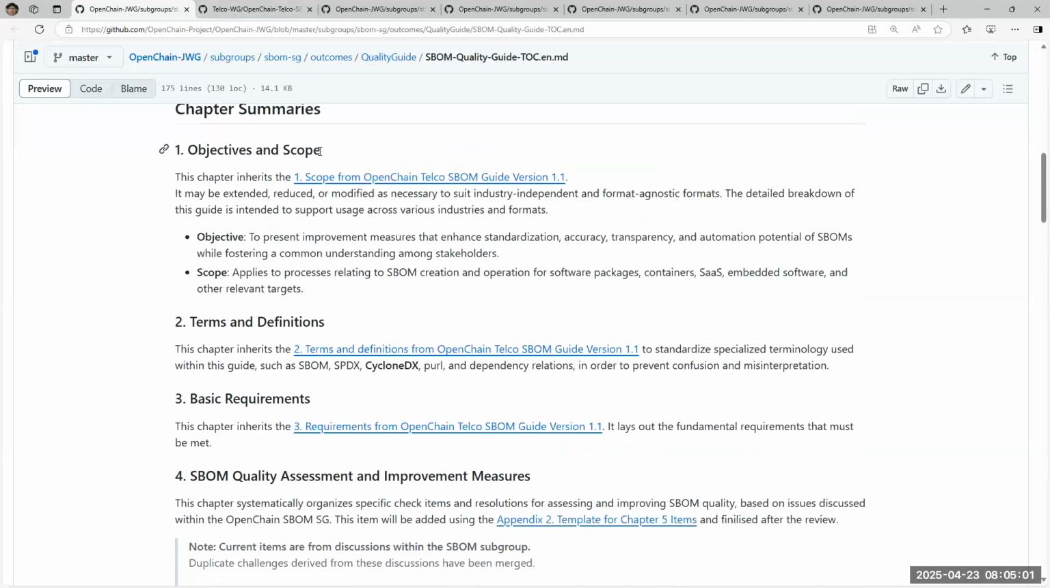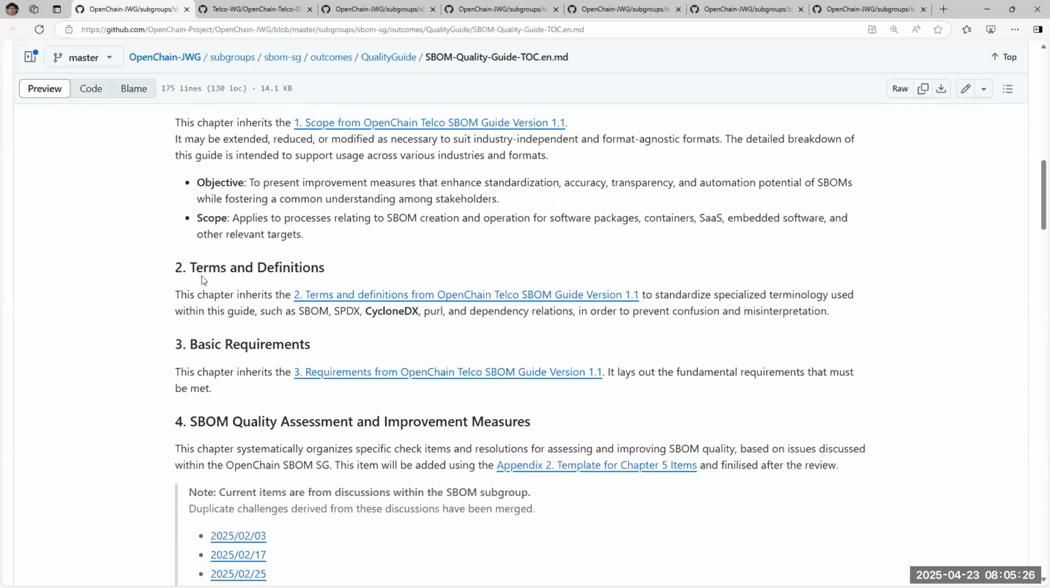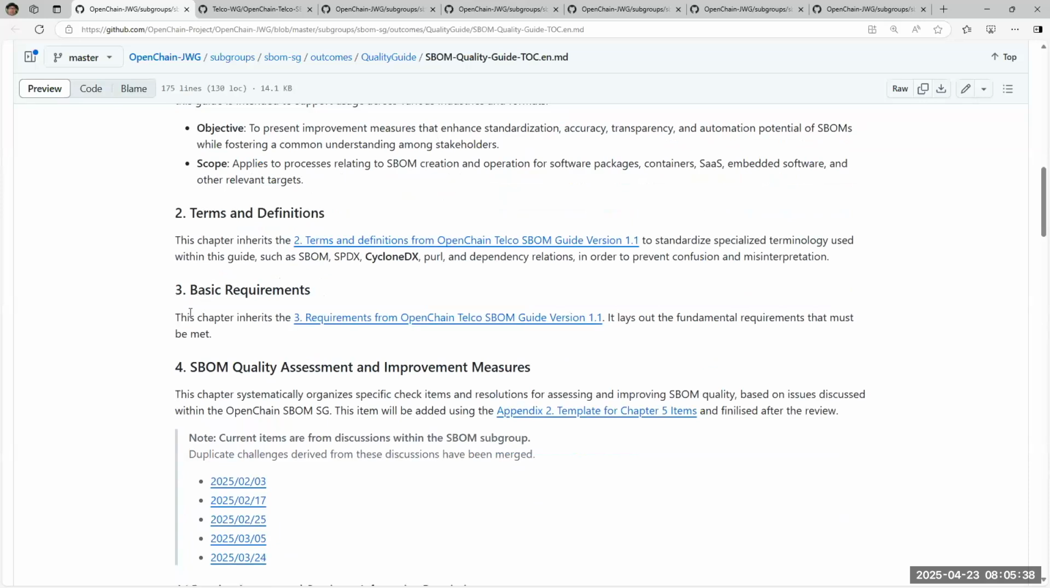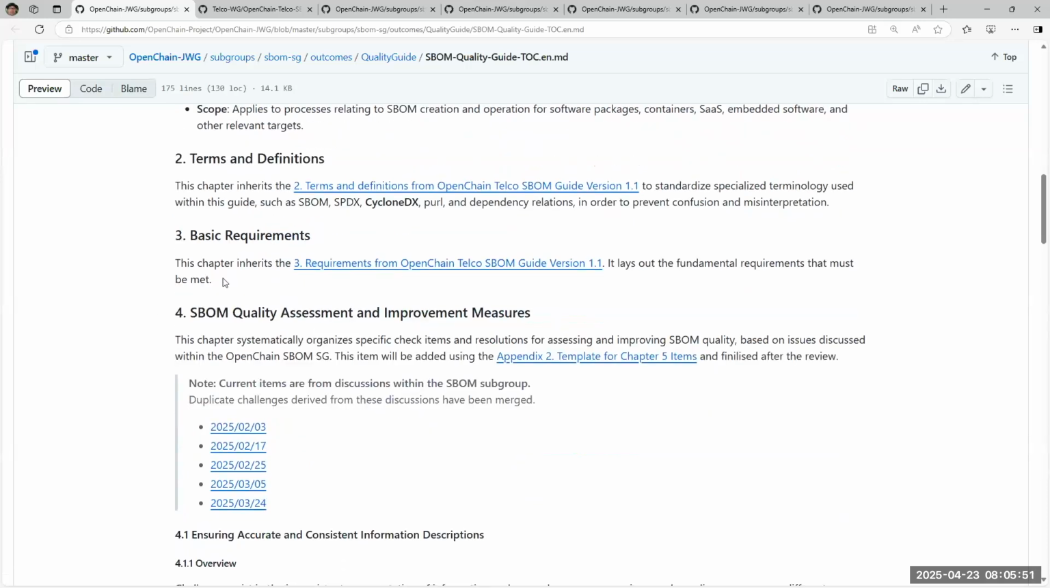Based on the Telco SBOM guide, the objectives and scope inherit from the Telco SBOM guide. But as I said, this guide is written only about the SPDX format, so we should refine it in an industry independent and format agnostic style. The second chapter is terms and definitions, and we should add CycloneDX to the terms and definitions. The third chapter explains the basic requirements. This is already described in chapter 3, requirements, of the OpenChain Telco SBOM guide. In the same format, we should describe and explain not only SPDX, but also CycloneDX and so on.